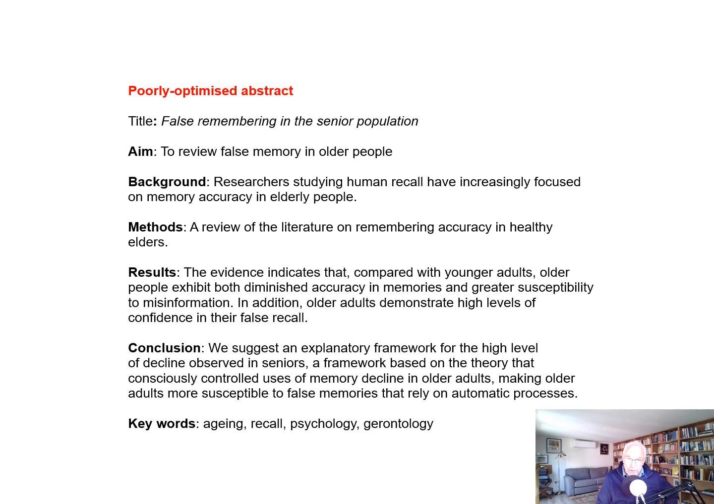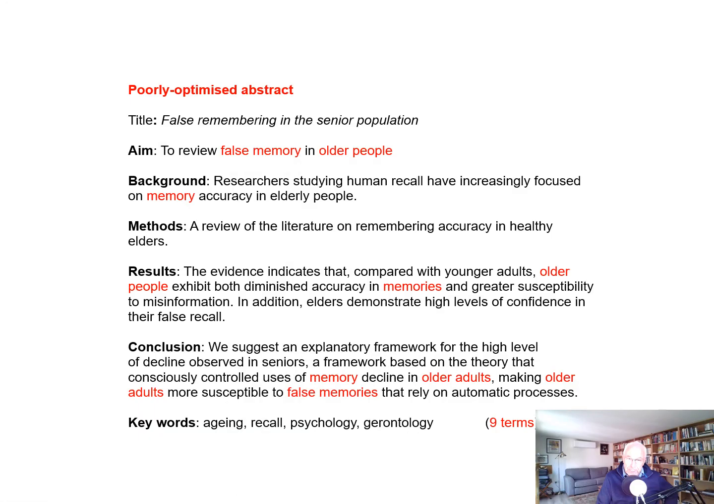So this is a poorly optimized abstract, and it's called False Remembering in the Senior Population, and you'll notice that the keywords are different, all correct but different. And here there are only 9 terms in common because I've varied what I've said, and none of the keywords represents what's said in either the title or in the abstract.